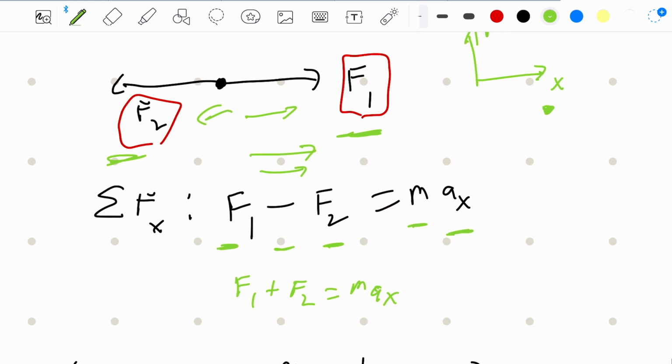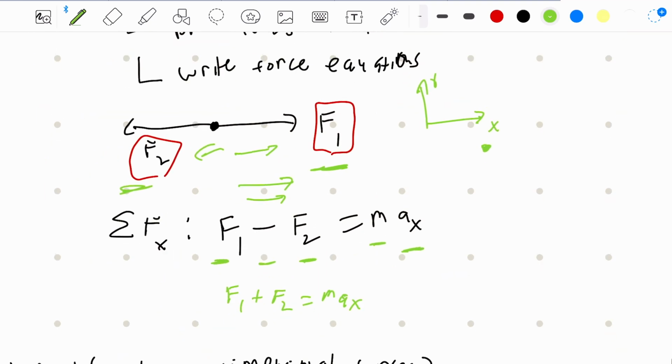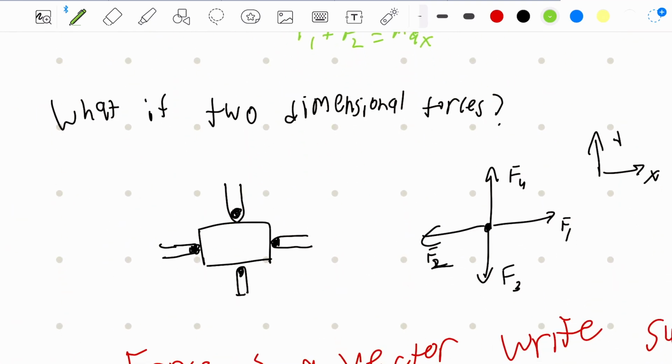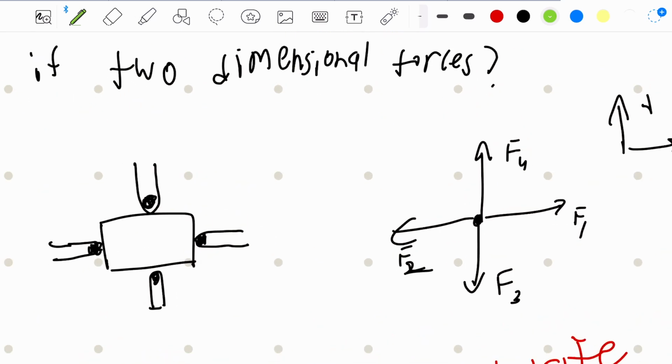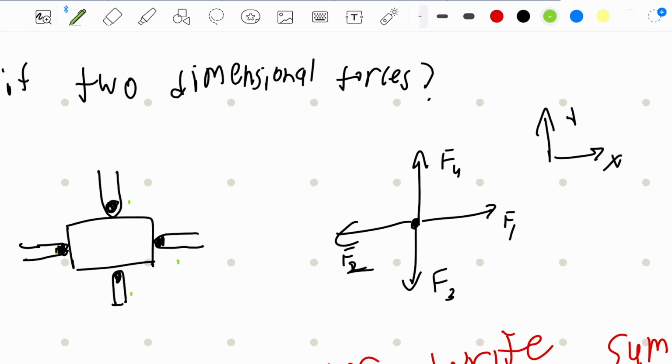This is just basic vector subtraction, vector addition. You're breaking up into components of the x and the y, and that's how you go here. So let's say we have a box now that's in 2 dimensions, like this. This is a box here which has forces acting on it in both the x and the y. You see there's a finger here, finger here, finger here, finger here. Well, what do we do? Same exact process.